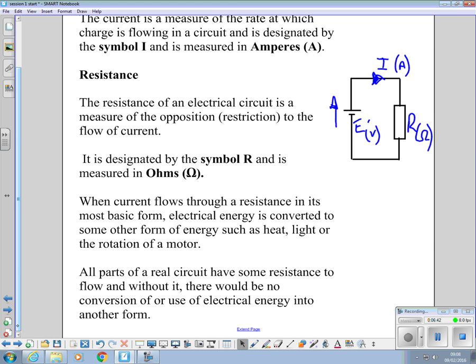All parts of a real circuit have some resistance to flow, and without it there'd be no conversion or use of electrical energy into another form. Everybody all happy with this so far? Yep.